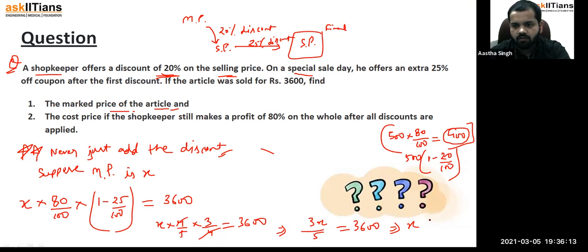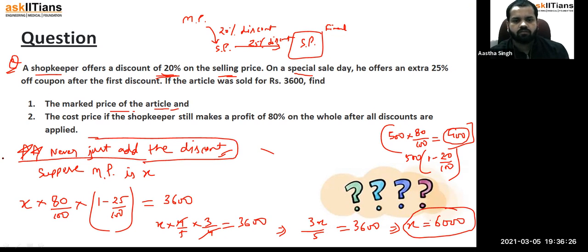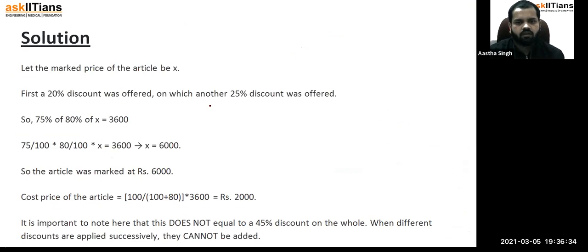60, 6,000. Your market price will be what? 6,000. This is what we do, right? This is how you solve your question. Yeah, so here is your answer.